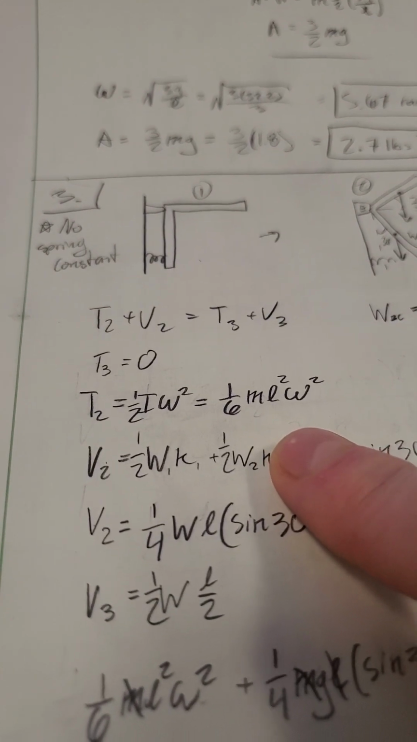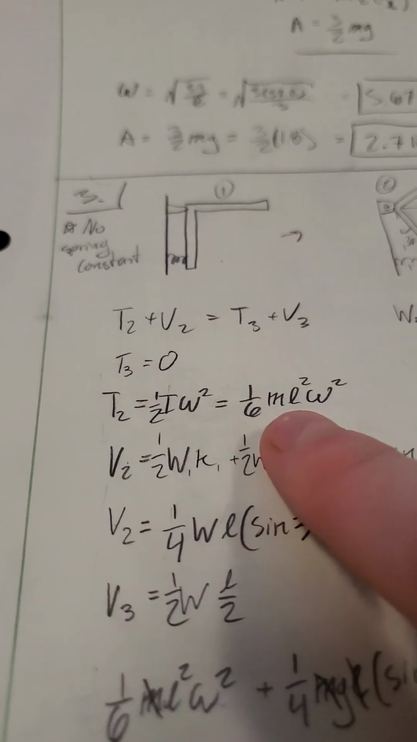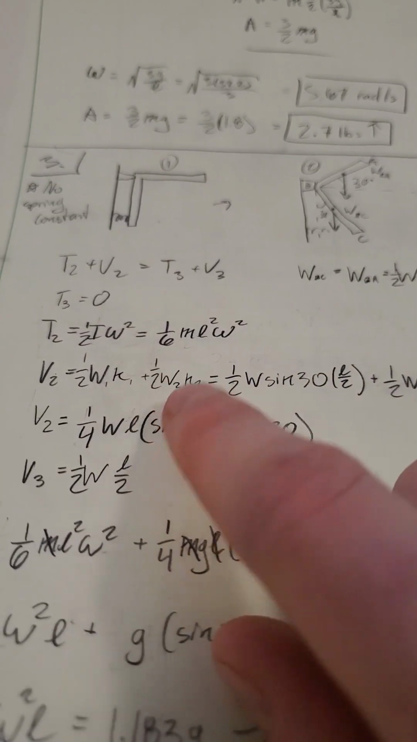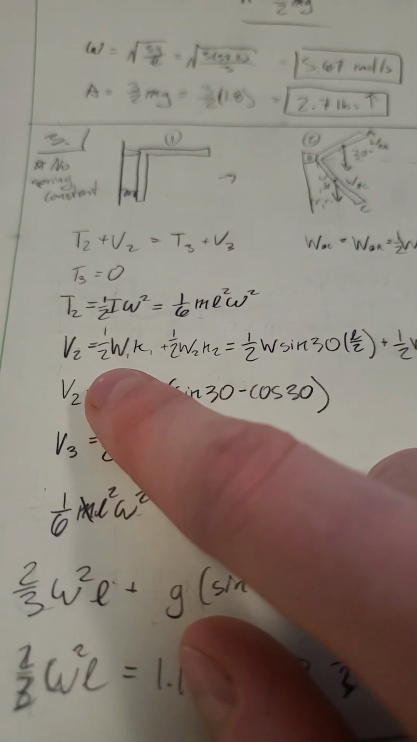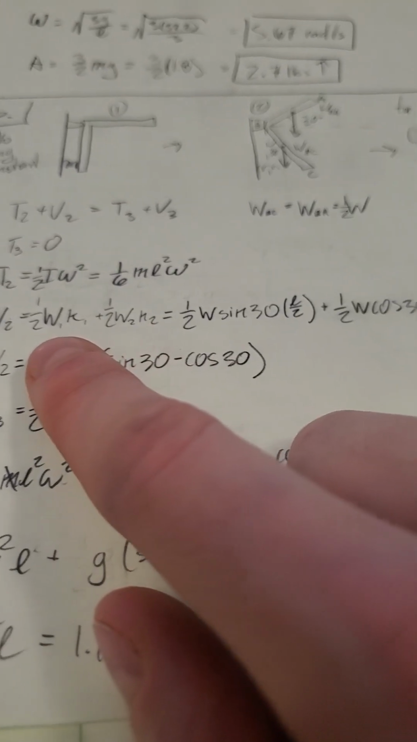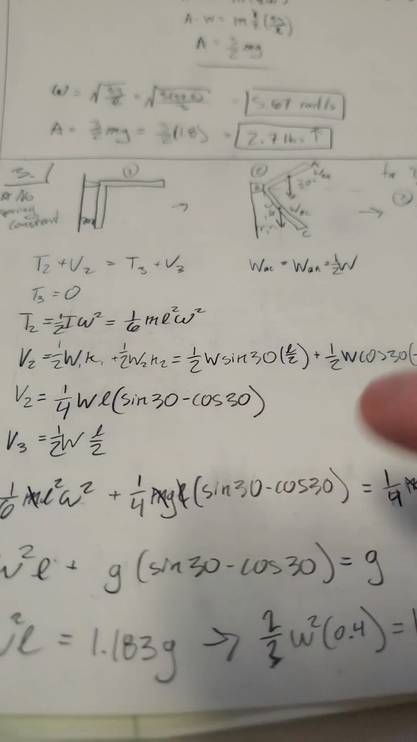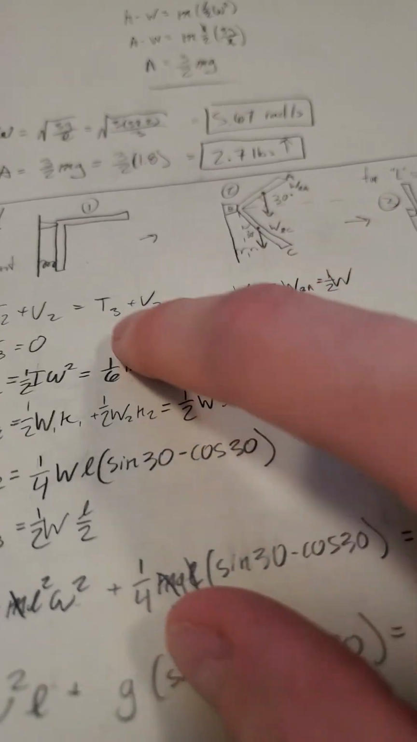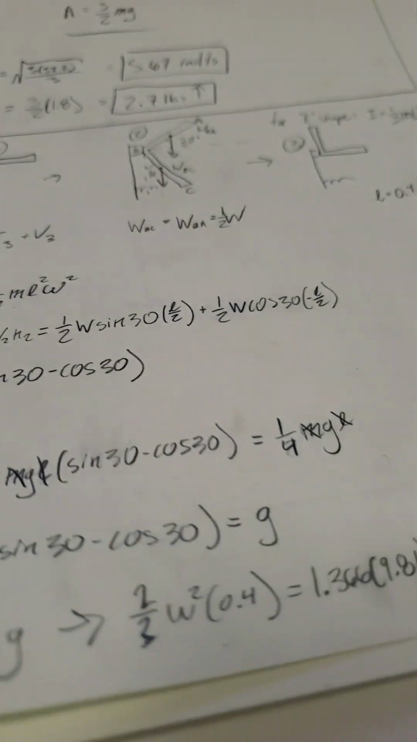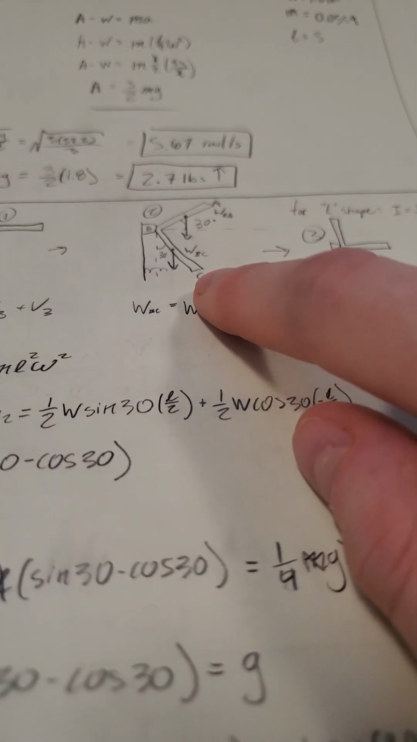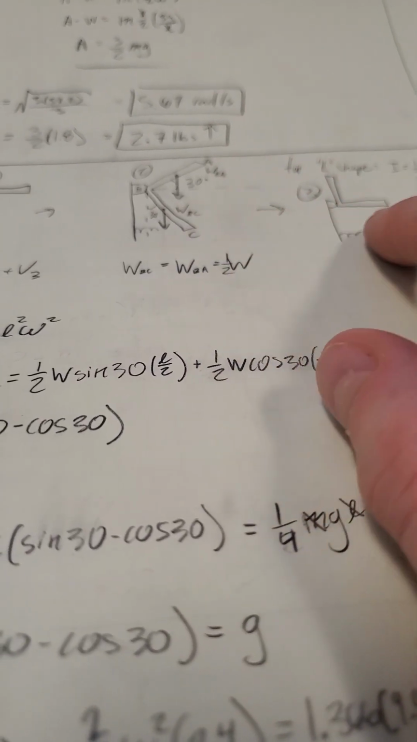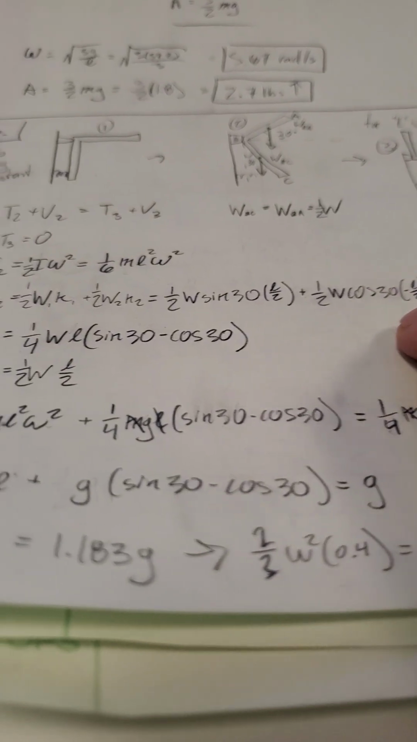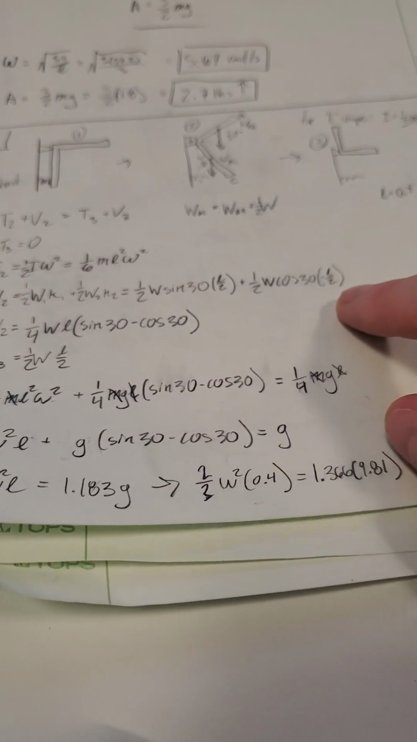And when you sub in I, which is 1/3 ml squared for this shape, you get that. And for the initial potential energy, essentially it's going to be, sorry, I forgot to preface this. Since it doesn't give us any initial information about the original, you actually use the conservation of energy for when it's at 30 degrees versus when it's at 90 degrees. So this is the potential energy when it's at 30 degrees. Gives us this right here.